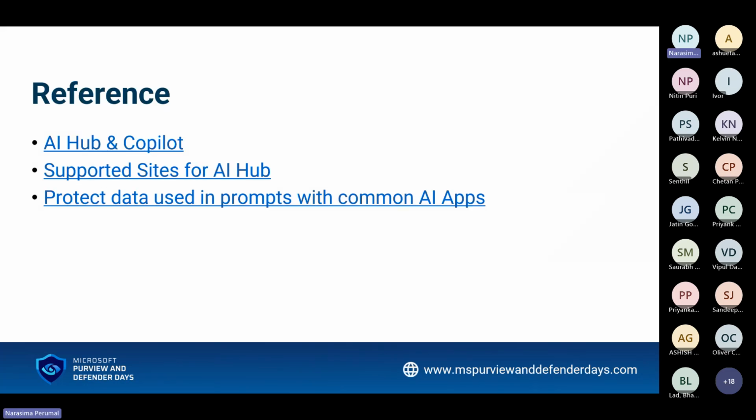Okay, that's it. I have shared the references: what AI Hub is and how you can use it with Copilot. The second link shows which sites are currently supported by Microsoft for AI Hub, and how you can protect the data used in AI prompts using DLP policies. That's it. Thank you.